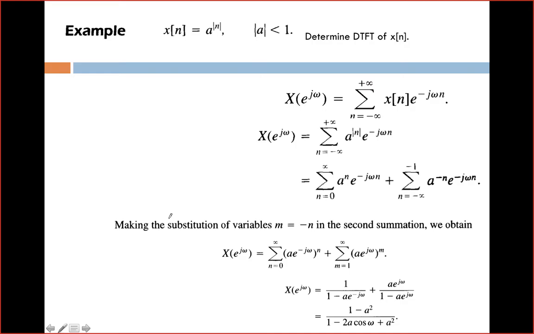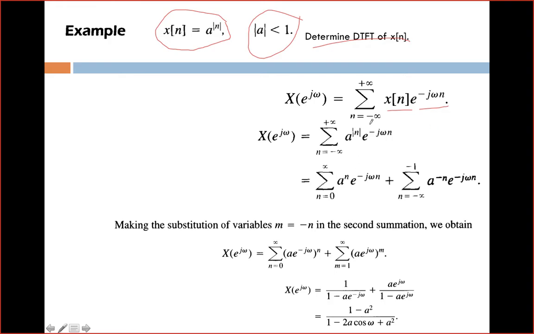Now this problem says the given signal is x of n equal to a power magnitude of n, where magnitude of a is less than 1. We are going to determine the DTFT of x of n. We have the formula to find the DTFT: X of e power j omega is equal to summation n equal to minus infinity to plus infinity x of n into e power minus j omega n.